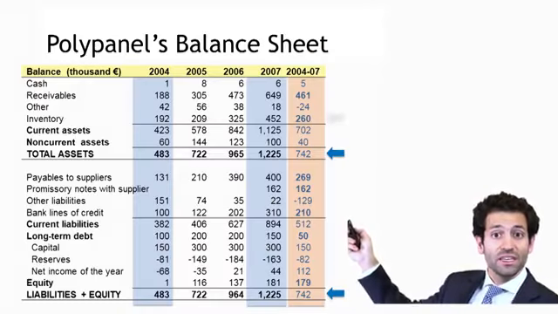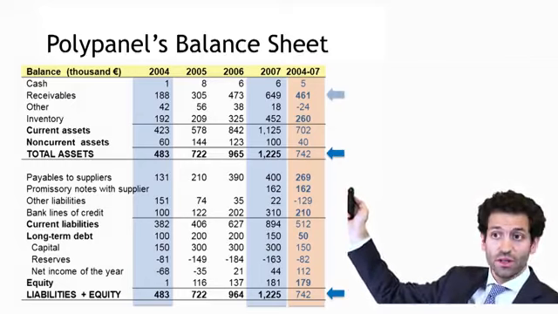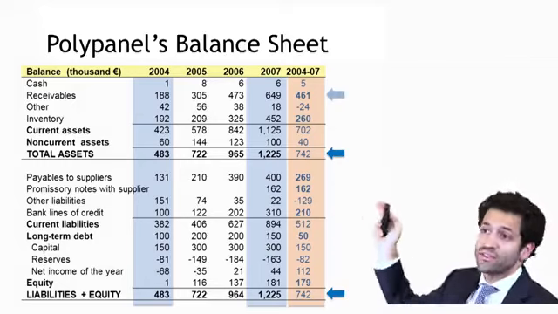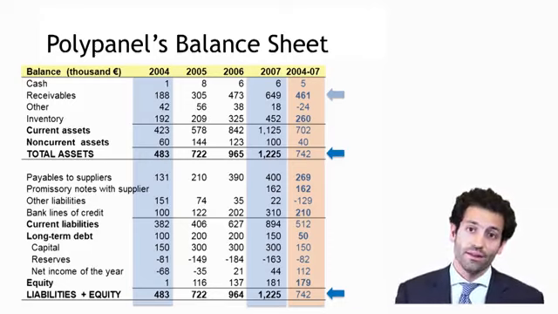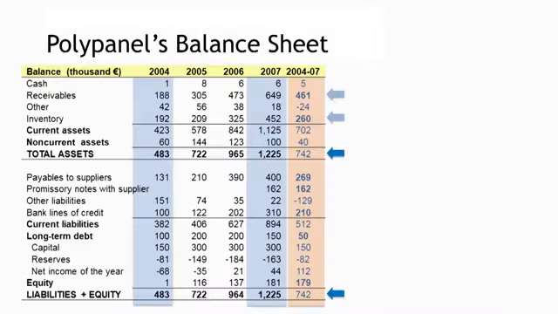Now, why did the asset side increase so much? Well, you can see that it's coming basically from two sides. One is the receivables, which went from 188 to 649, so increased by 461. And the other one is the inventory, which increased by 60. I don't want to comment on the other numbers because they are small. And as we said at the beginning, it's better to focus on the big numbers. So mostly the increase in the asset side is coming from receivables and inventory.